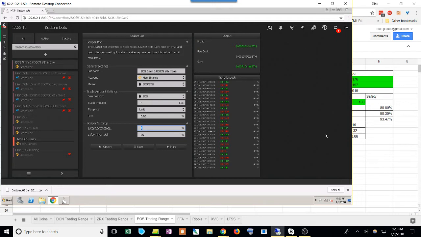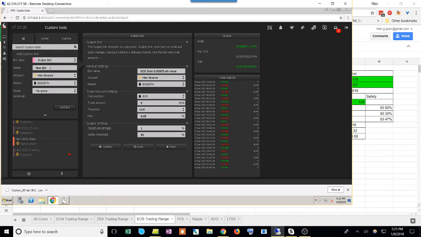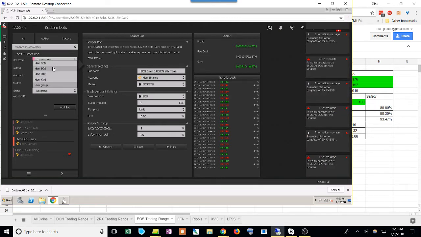Okay, so here it is. I'm going to set up a brand new scalper bot. I'm going to say here EOS, and I'm going to call it the 5-minute, so 5M trade. I've created a group for it so I can manage them all at the same time as a group.